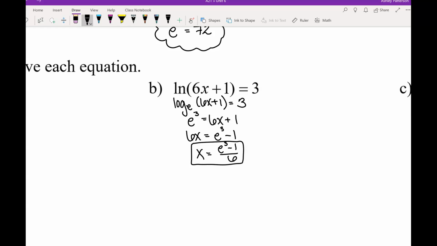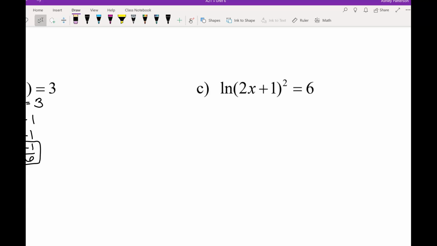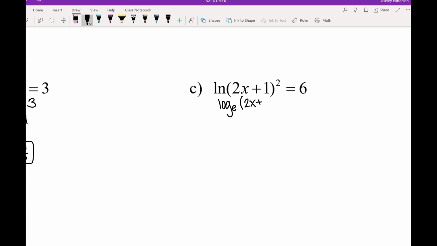All right, let's take a look at C. We could bring the 2 down in front, or we could just rewrite it into exponential form. So we have the log base e of 2x plus 1 squared is equal to 6. So we have e to the 6th is equal to the quantity of 2x plus 1 squared.